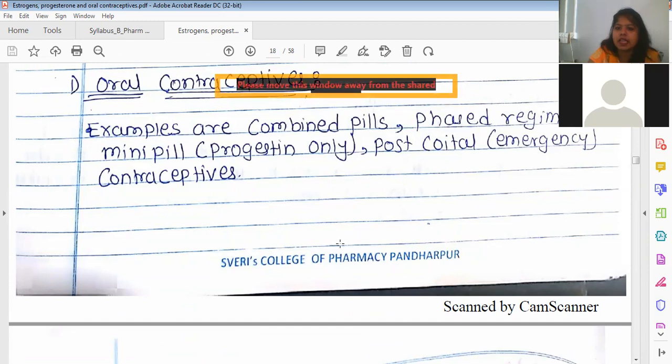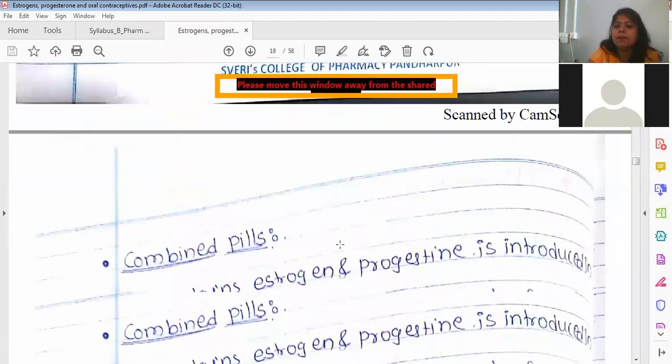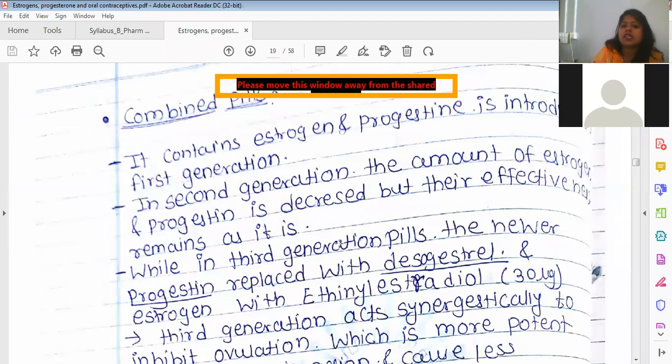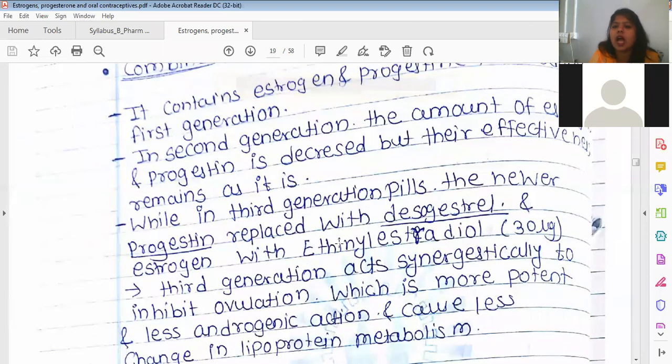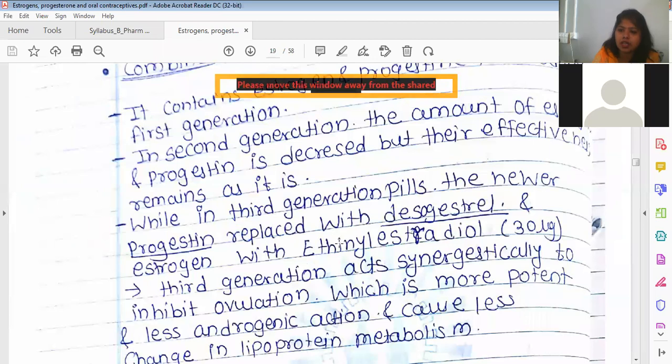First it is a combined, second is a phase regimen and third it is a mini pill. What is the combined? It is a combination of the estrogen and progesterone and it was firstly introduced in the market. म्हणजे सगळ्यात पहिल्यांदा वर्ल्ड मध्ये मार्केटमध्ये contraceptive pill म्हणून combination आलं, that is estrogen and progesterone. Why? Because at that time there was not much awareness. The second generation derivative contains a decreased amount of the estrogen and progesterone, but their effectiveness remains as it is. म्हणजे estrogen ची क्वांटिटी तेवढीच ठेवली पण प्रोजेस्टेरॉन ची क्वांटिटी कमी केली, पण एक लक्षात आलं की त्याचा इफेक्ट तेवढाच राहिला.